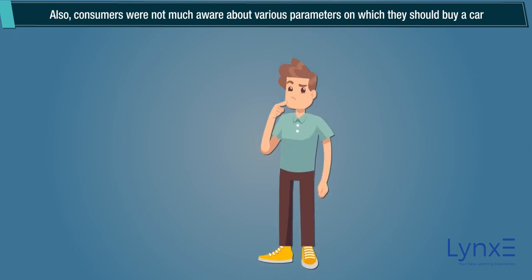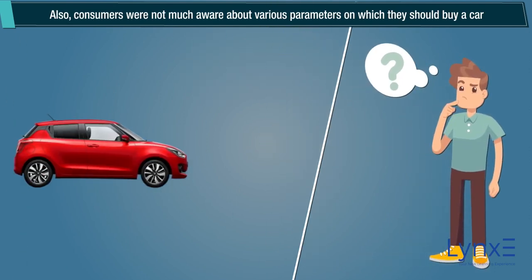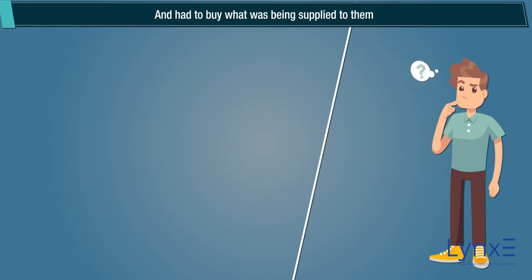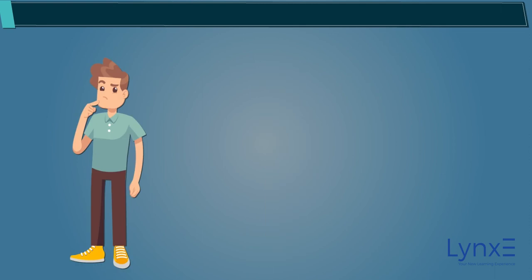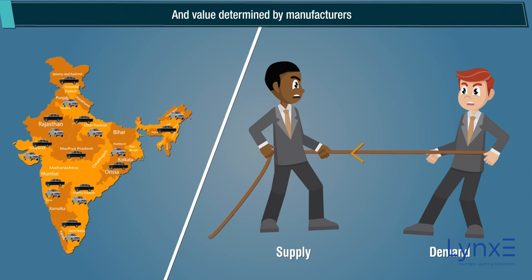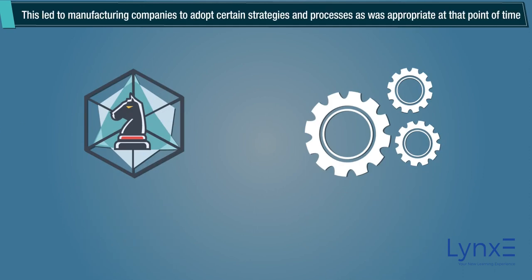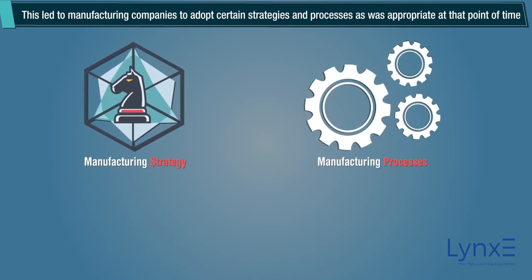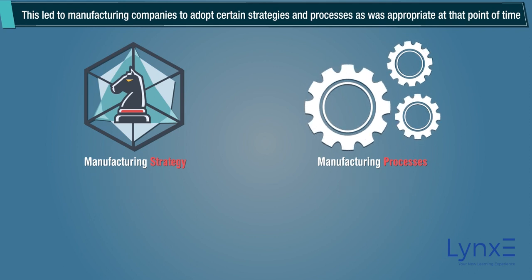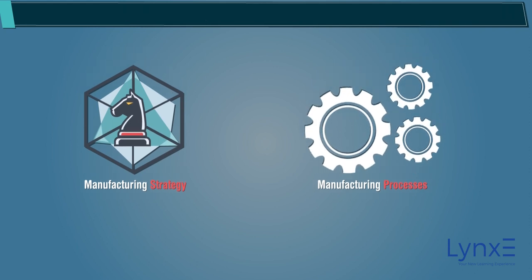Also, consumers were not much aware about various parameters on which they should buy a car, and had to buy what was being supplied to them. Thus, we had a supply-driven market economy, meaning what was being produced was getting sold at a cost and value determined by manufacturers. This led manufacturing companies to adopt certain strategies and processes, as was appropriate at that point of time.